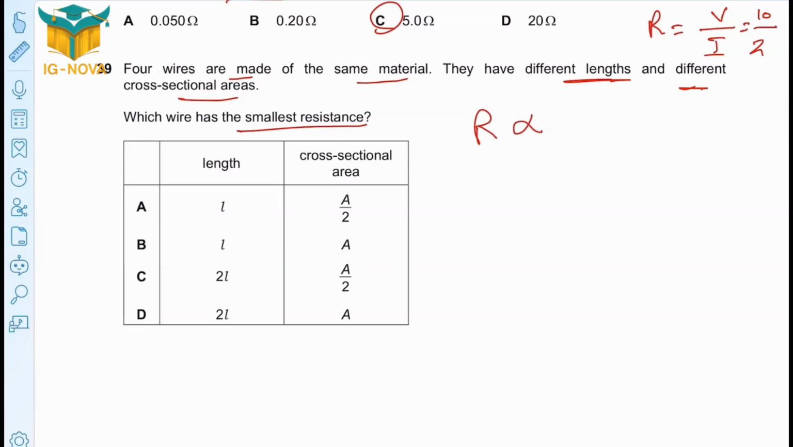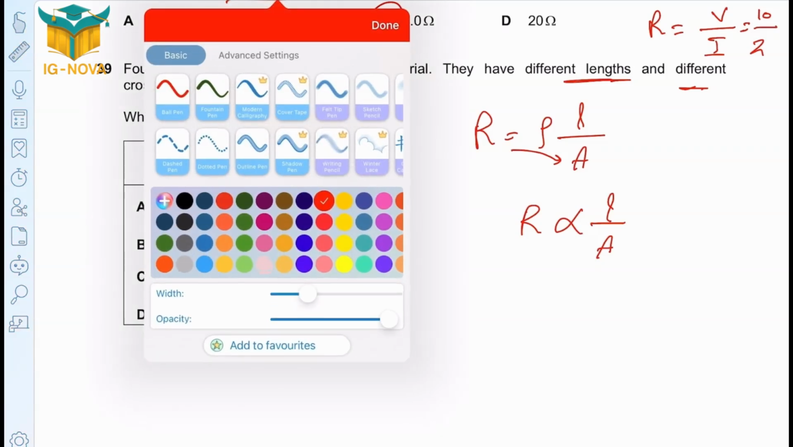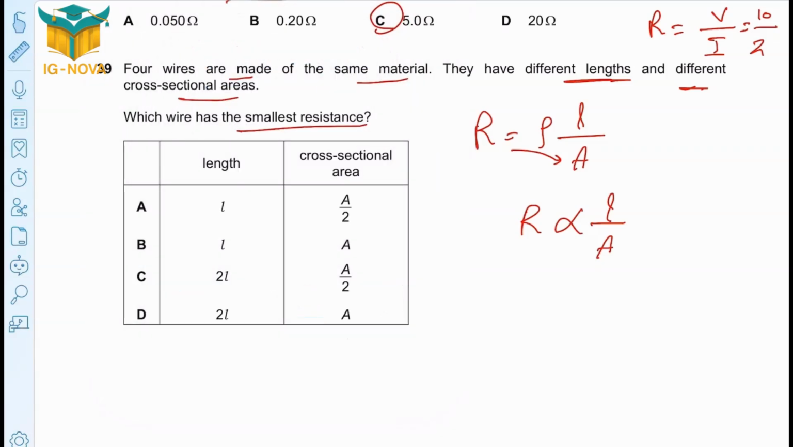Let's get the rule from the start. R will be rho times L over A. R is directly proportional to L and inversely proportional to A. So to get the least resistance, I need the least length and the highest cross-sectional area.